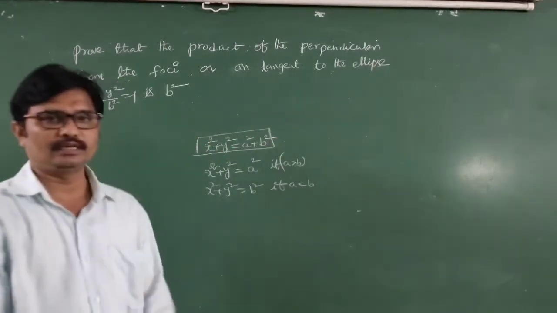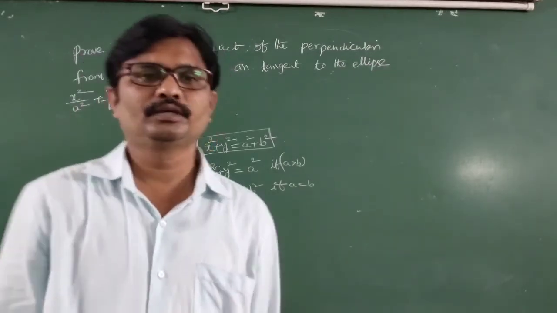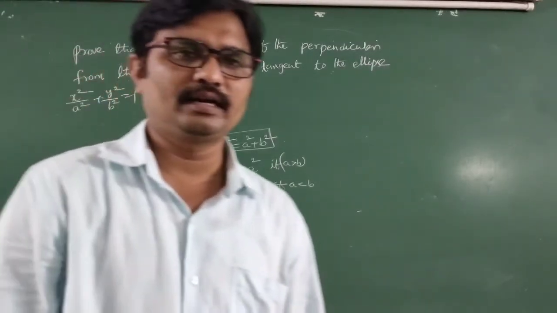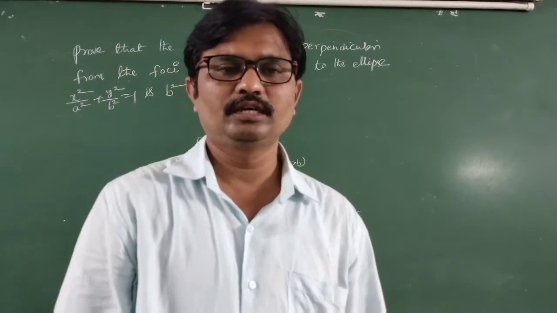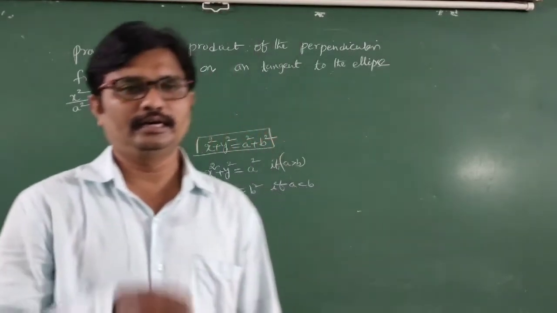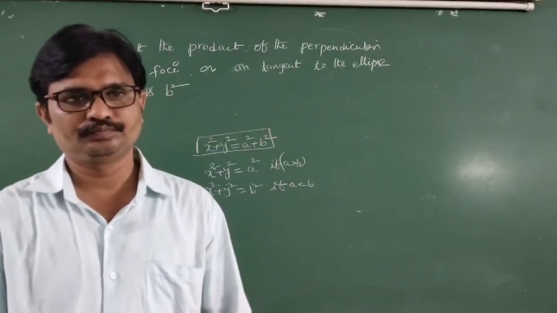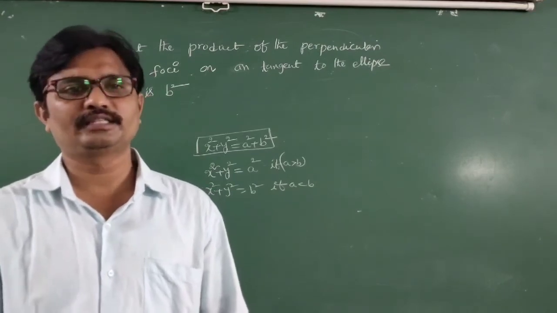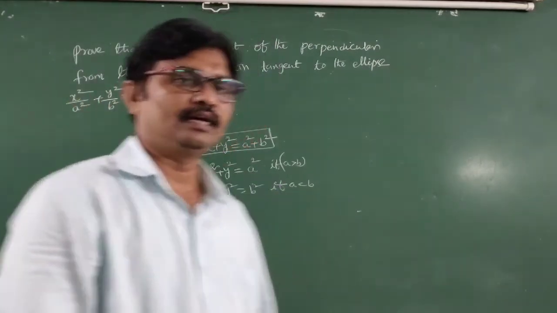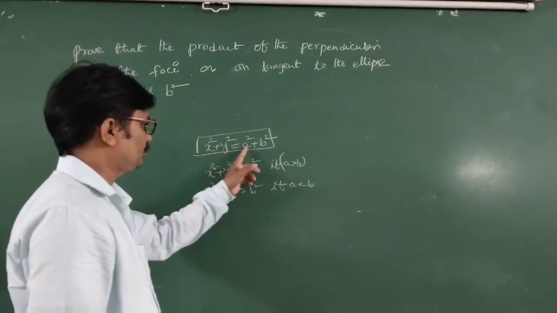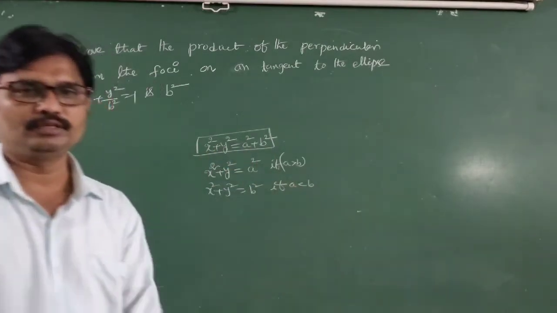What is it, students? The director circle means the locus of the perpendicular tangents to the ellipse lies on a circle concentric with the ellipse. This circle is said to be the director circle. The equation of the director circle is x square plus y square equal to a square plus b square.